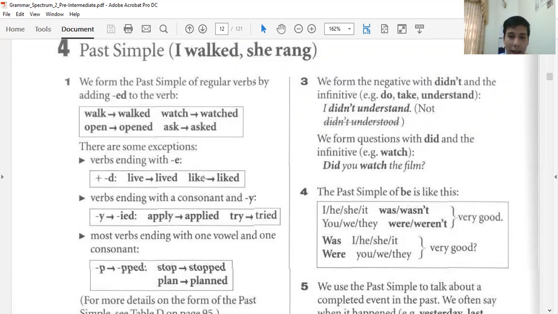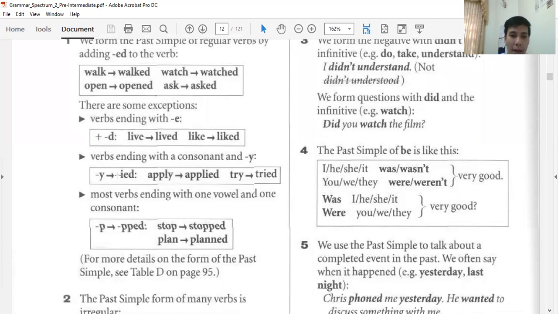Like, with letter E, we just add letter D. So this is the regular verb. And one more is about Y. We change Y to IED because we have consonant plus Y. Consonant and Y. For example, like apply. We change Y to IED, applied. And try, we change to tried. We just change Y to IED like this.